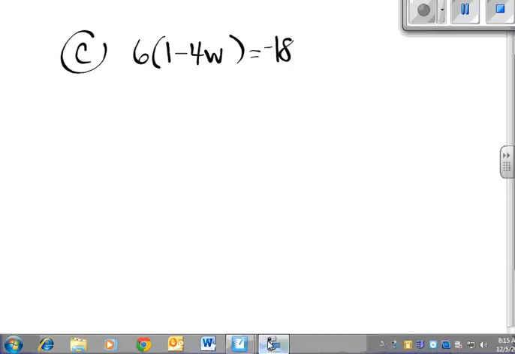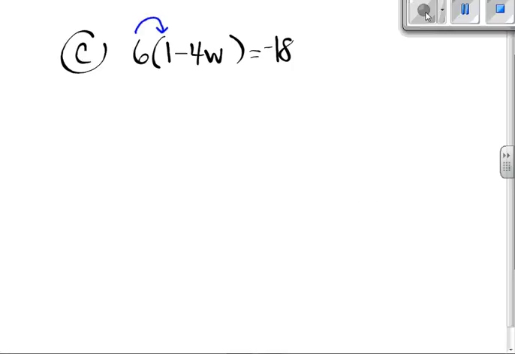Can you add the 1 and 4W? No. They're not alike. We're going to get some things later on. It's going to get harder. What's this give us? 6. This is 6. And then we do this. What's the sign going to be, positive or negative?